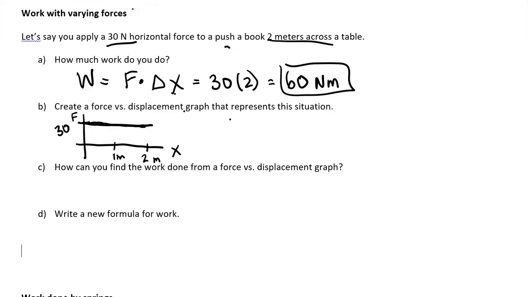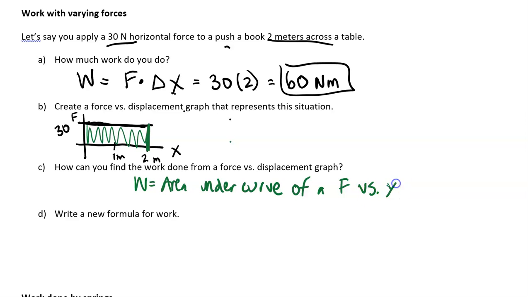It looks to me like we can find the good old area. So we can make this into a rectangle and we can essentially get the work. So work will essentially be the area under the curve of a force versus x graph. So let's go ahead and look at it.